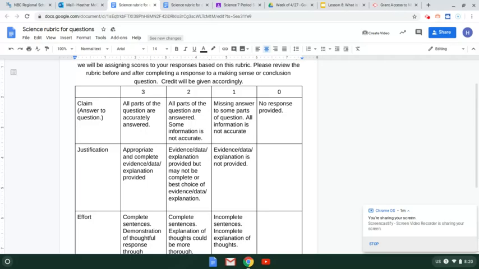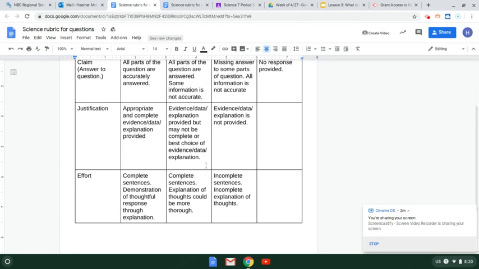So in this lesson, lesson 8 this week, you should be using those numbers in your answers to help support your claims. All right, a 2, evidence, data, explanation provided, but may not be complete or the best choice of evidence or data. Okay, so here you're using some data, but it's not the most accurate data to be using. 1, no data is provided.